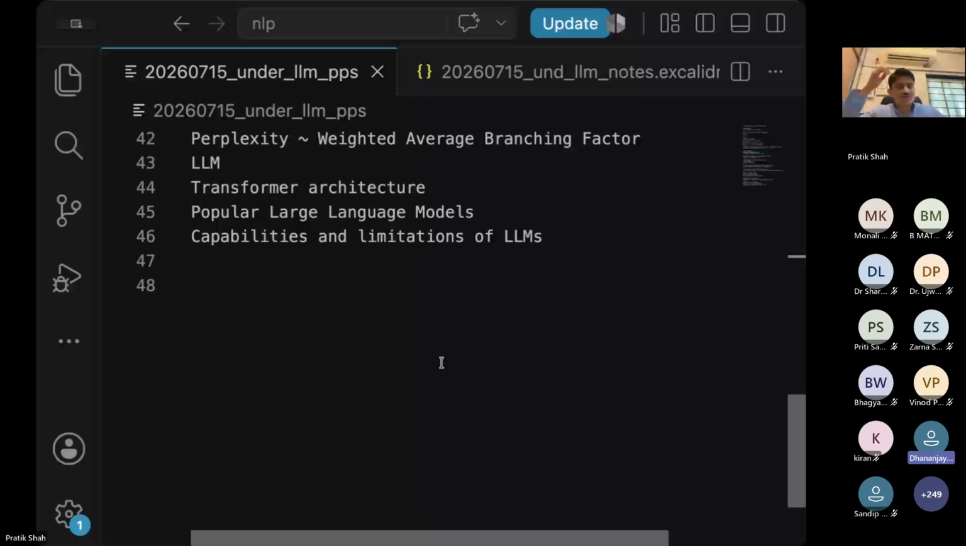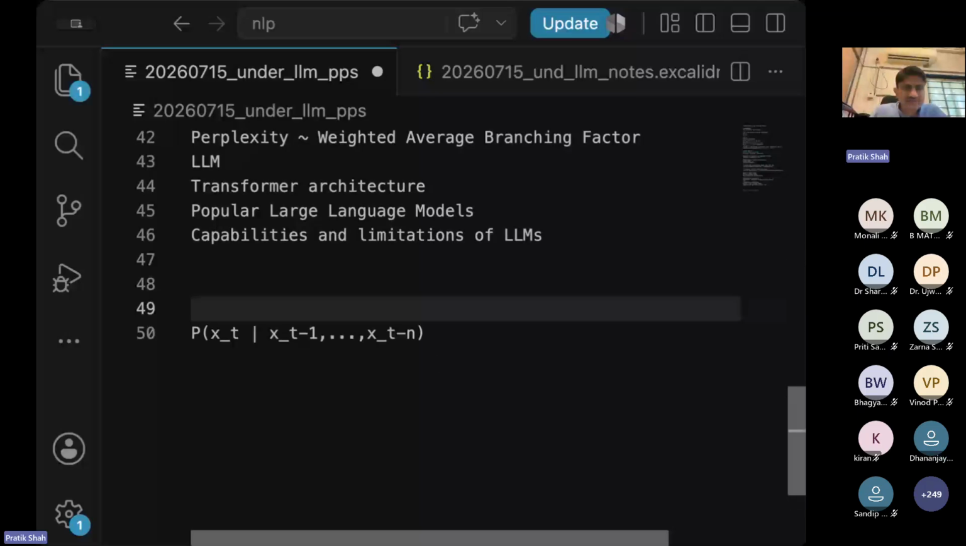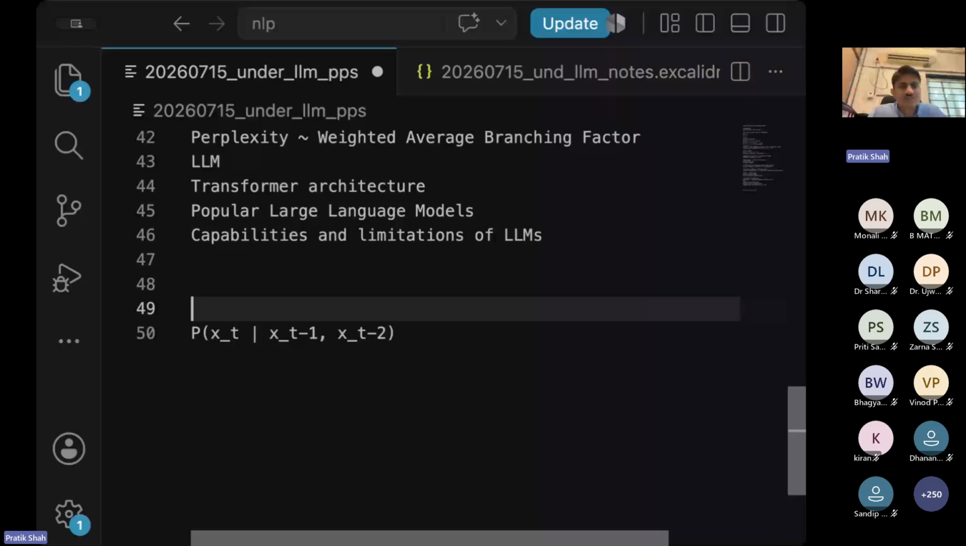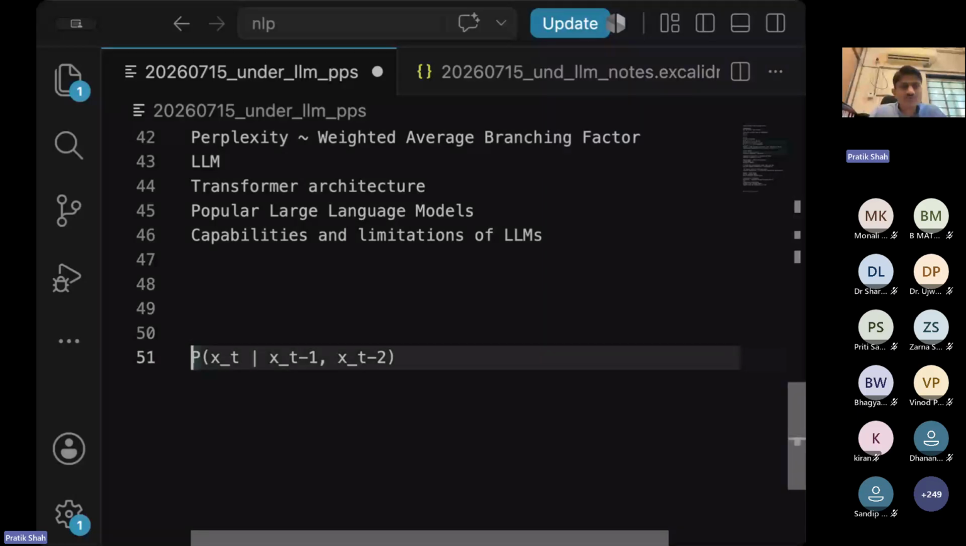Sure sir. Okay, let's say I have t minus 2. Let's make it a bit easier. Also let's limit our discussion to 50 by 50. Correct. So I have a vocabulary.